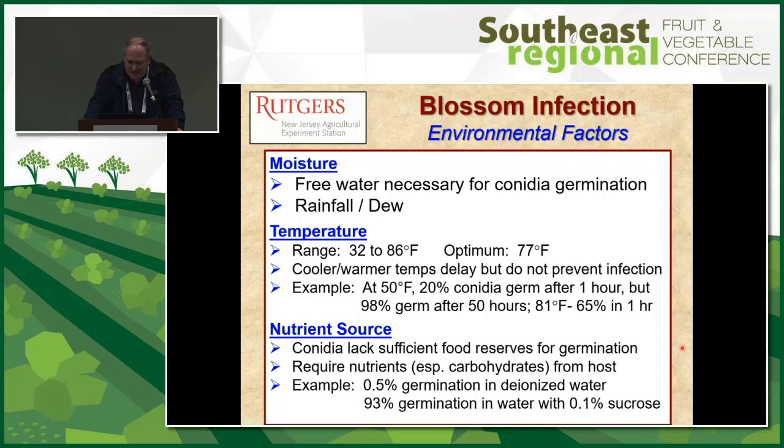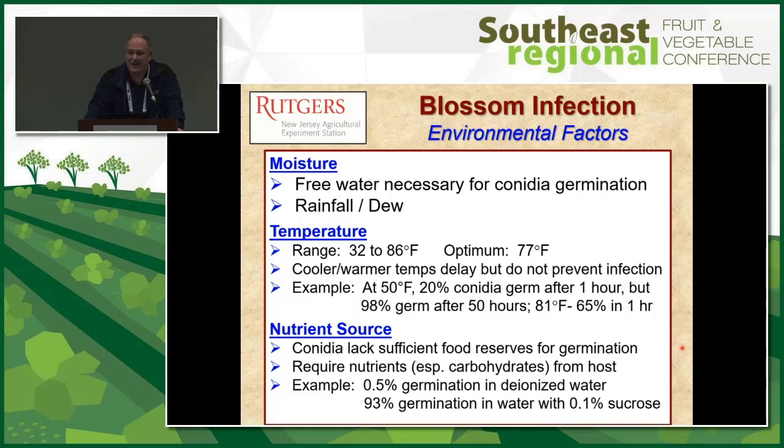Temperatures, the range is 32 to 86. Pretty broad range. Optimum is on the warmer side, 77 degrees. So cooler or warmer temperatures delay, but they do not prevent infection. So you have to keep that in mind. For example, at 50 degrees Fahrenheit, 20% of conidia germinate after 1 hour, but 98% germinate in 50 hours.